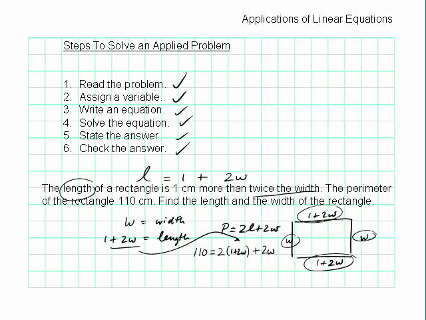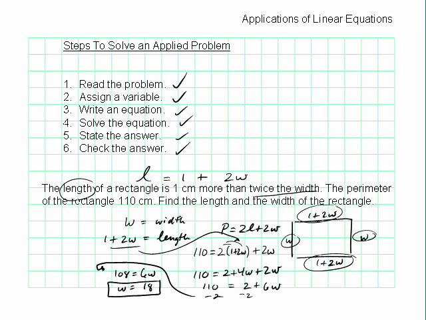So let's solve this for w. I first have to distribute that 2, so that'll be a 2 plus 4w plus 2w. That'll be 110 equals 2 plus 6w. Move the 2, or subtract 2 from both sides, and we get 108 equals 6w. I'm running out of room. And then we divide, and 108 divided by 6 is 18. So I found the width.